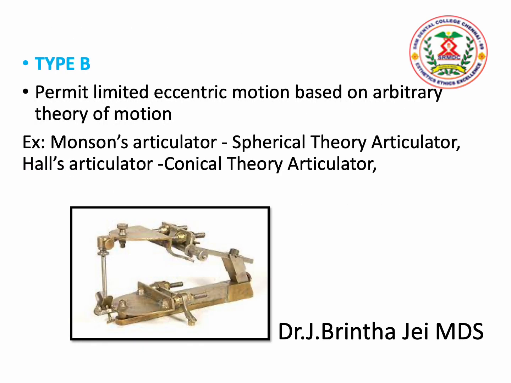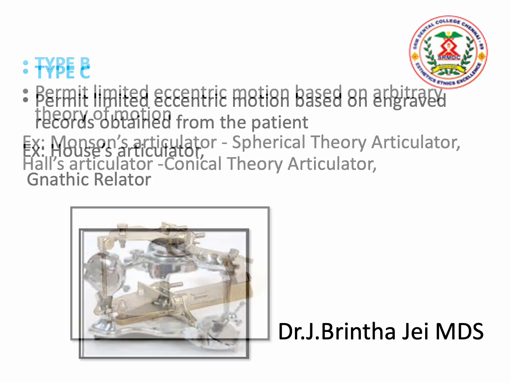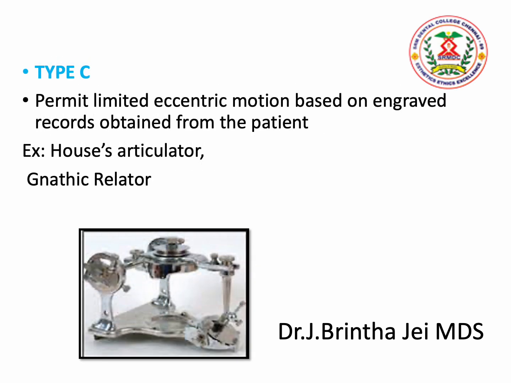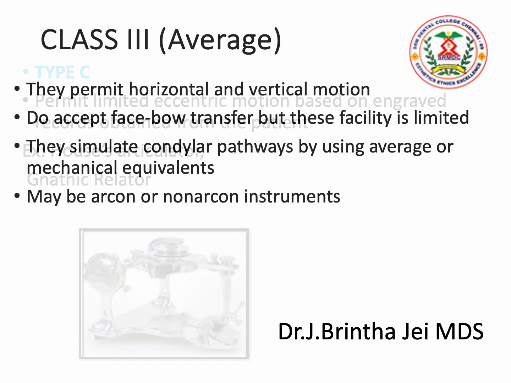Next, the type B. This will permit limited eccentric motion, which is based on some arbitrary theory of motion. Examples are Monson's articulators, spiral theory and conical theory articulator. Here, the type C permits limited eccentric motion based on some engraved records. Examples are Nathik articulator and Haas articulator.